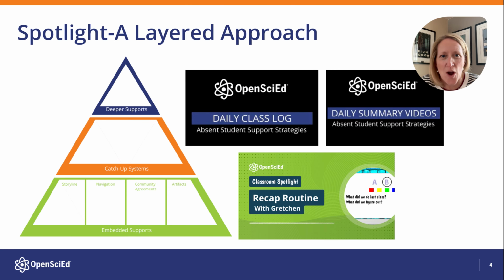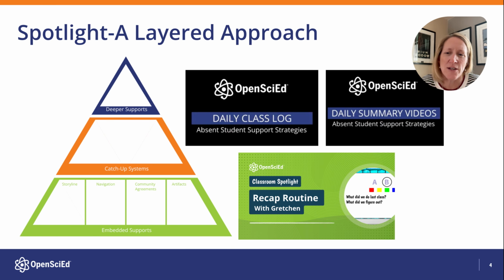So that led us to our spotlight, where we got to hear some additional strategies from OpenSciEd teachers that might help us do that. Since not all absences are the same, supporting absent students takes more than one strategy. So we talked about this multi-layered approach to help students reconnect.